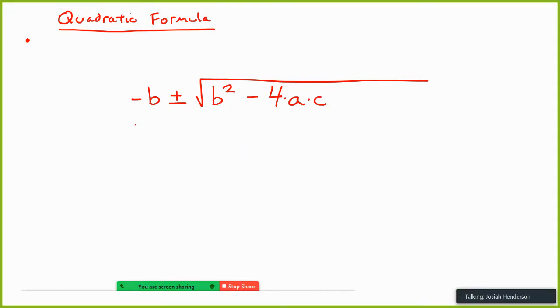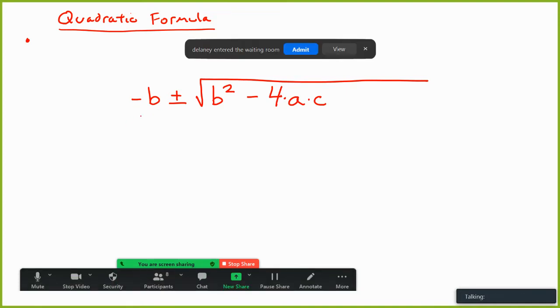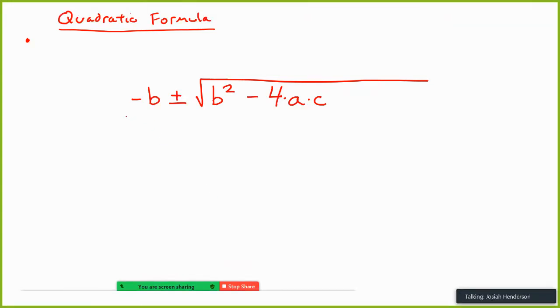And then the whole thing that we have there, negative b plus minus the square root box, that whole thing is being divided like this, divided by 2 times a. Copy this down. We're going to use this today.